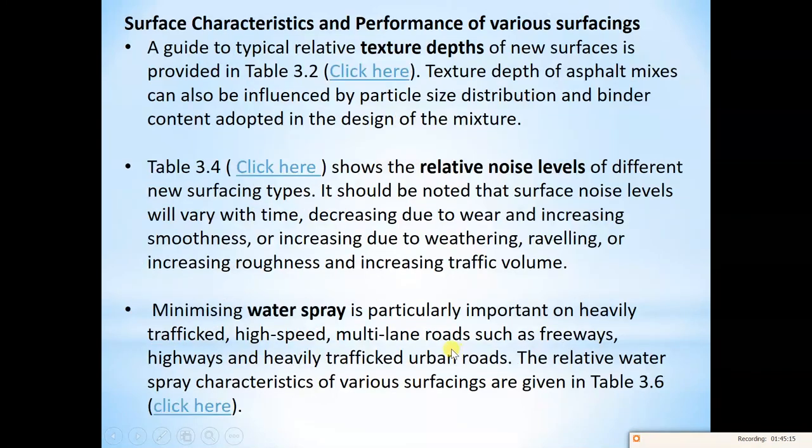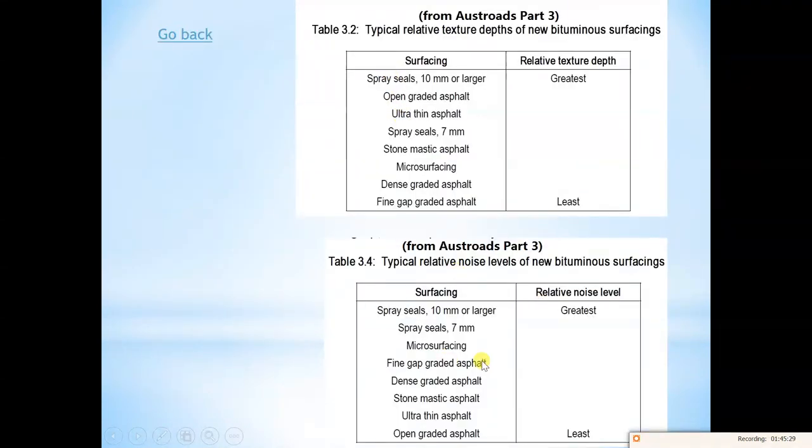Okay, the surface characteristics and performance of various surfacing. I think we have covered quite a bit. This time we have gone through a few times about the texture depth. Which one is better? We didn't do much about the seal. I think the seals are actually quite good performers, but we only cover the asphalt.